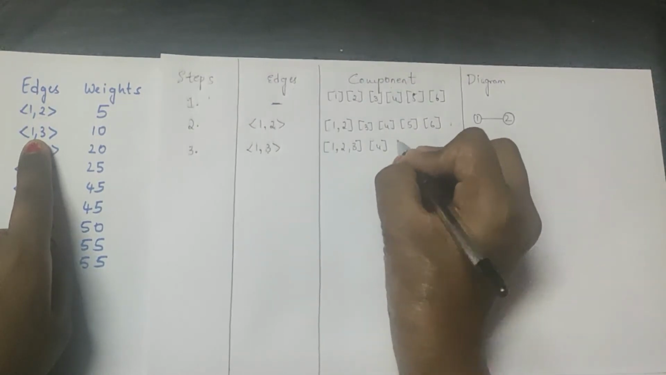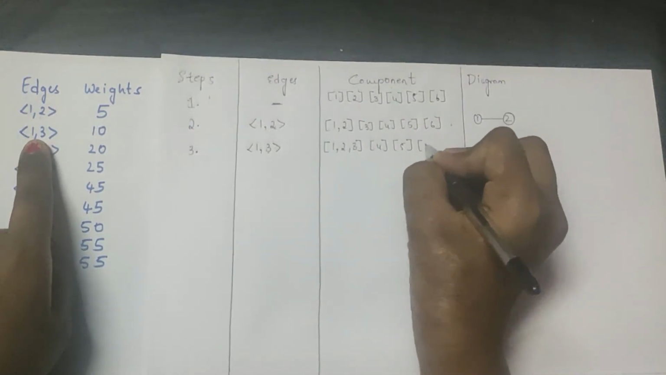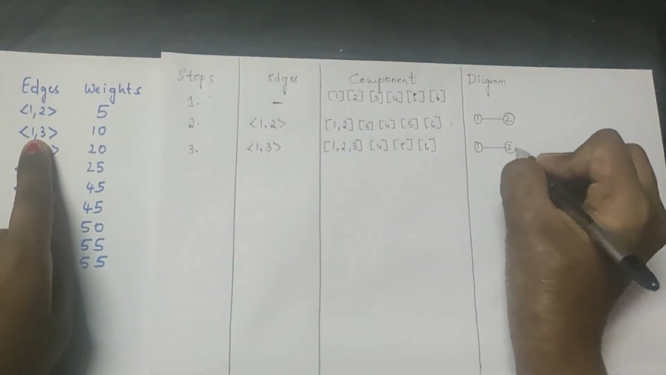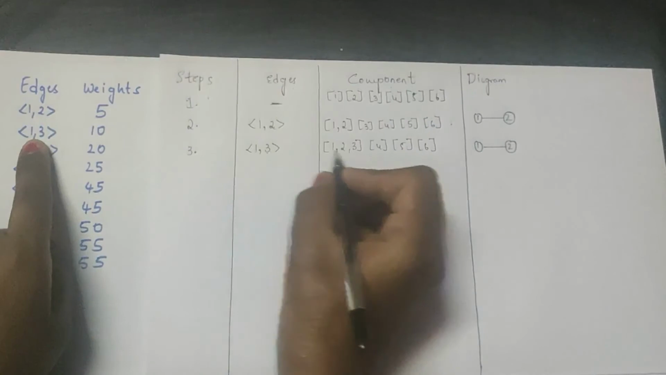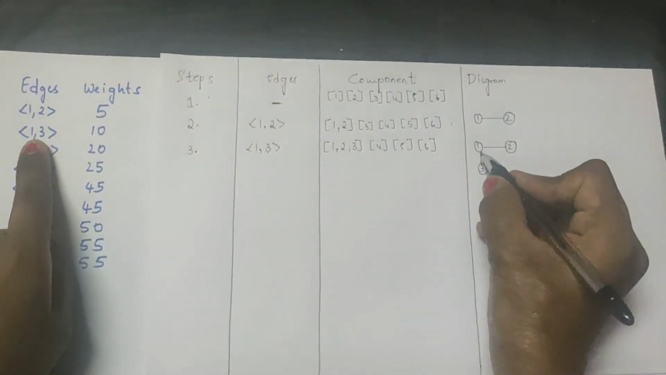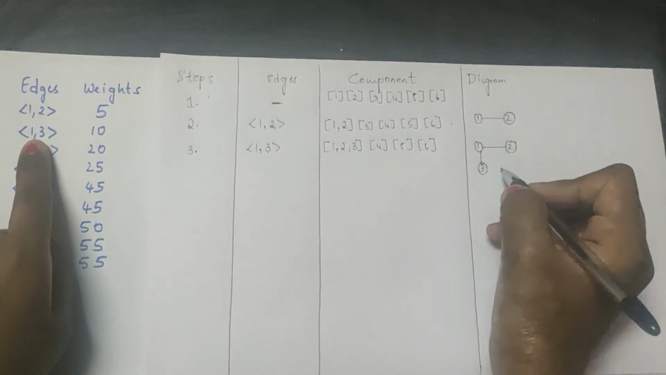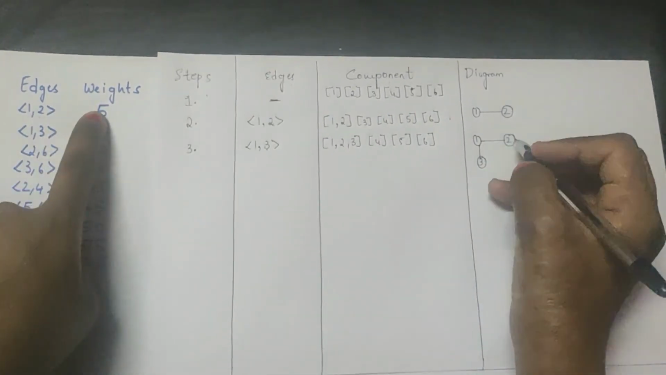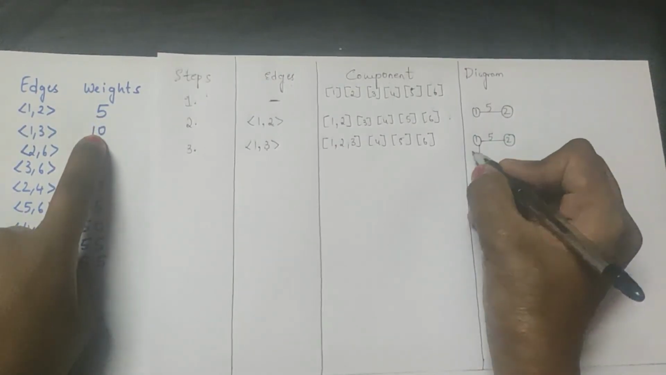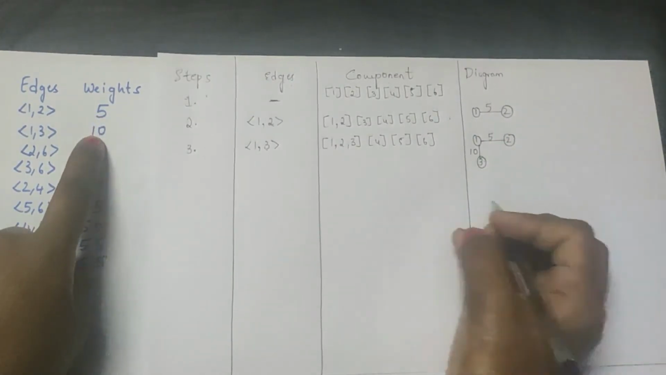Now 4, 5, 6 are in a single component. So I'll take the same diagram down. Now this means that 1, 3. So from 1, 3. So here also you saw that there is no cycle yet found. So 1 to 2 the cost is 5. So I'll write here 5. 1 to 3 the weight, or the cost, is 10. So I write here 10.